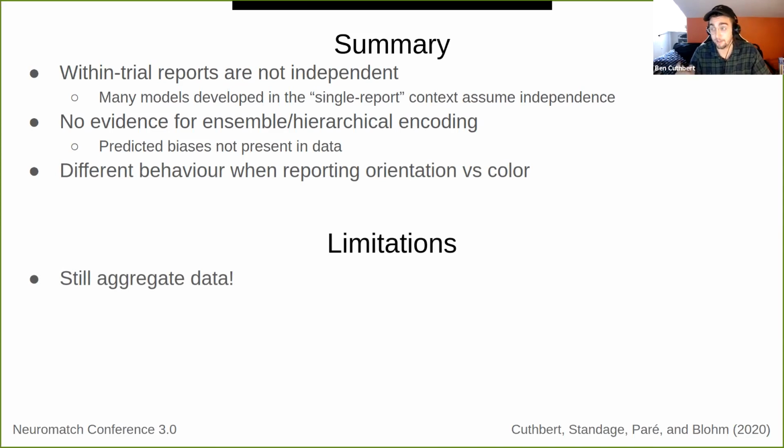This task gets you an error estimate for every single item on a trial, but we still have to aggregate them all together to get these sort of estimates of precision. And then finally, we don't have spatial position information. You can imagine that if people were using ensembles or clustering things together in visual working memory, the spatial location on the screen would be very important.